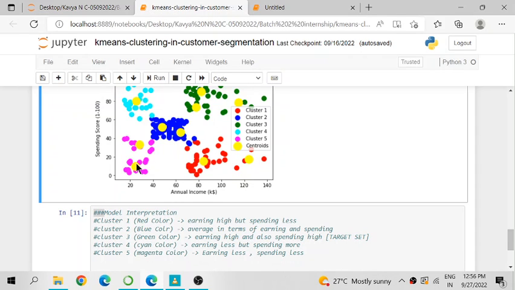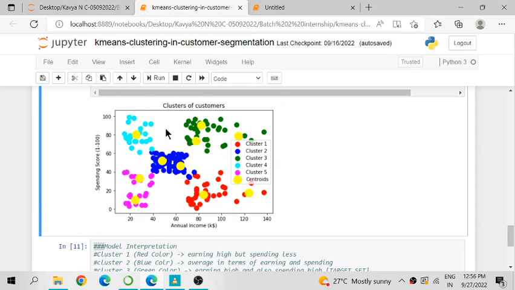Next is green color, cluster 3 is in green color. Spending is high, earning is also high. Okay, and sky blue color, that is cyan color. So in the cyan color cluster, earning is less but spending is more. Okay, but in the pink cluster, it is earning less and spending is also less. Okay, so this is how we can group up and give meaning to these clusters. We can analyze the data and the results like this.